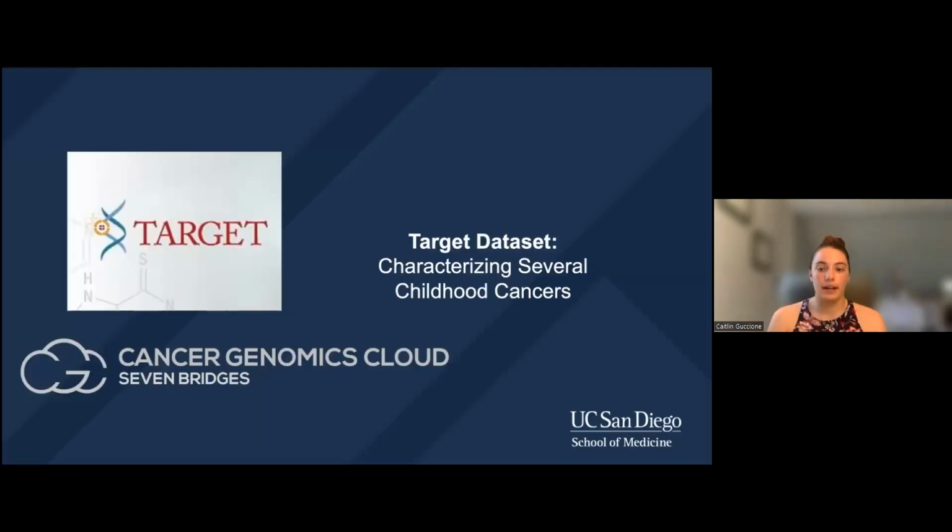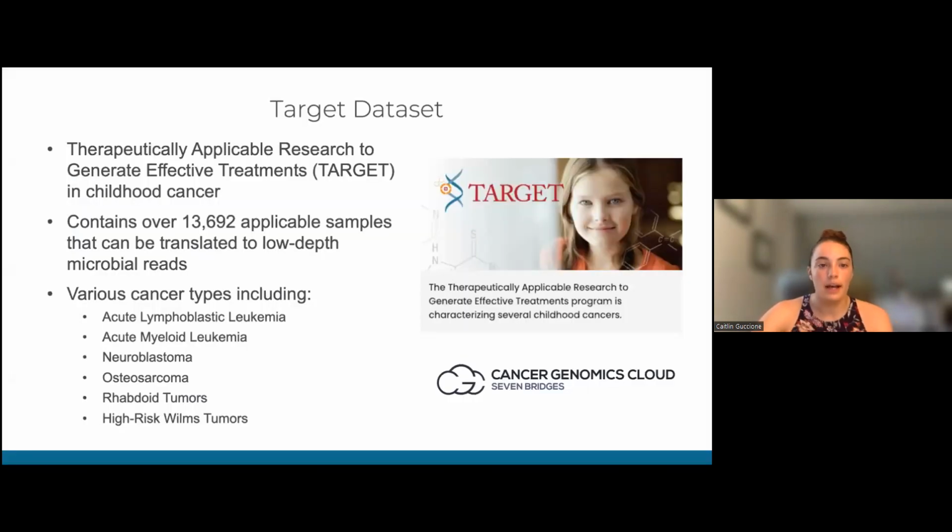So finally, the last thing I want to talk about today is the TARGET data set. So this brings the whole talk together on the Cancer Genomics Cloud and why we're talking about this type of data today. So the TARGET data set characterizes several different childhood cancers. For those of you that don't know, TARGET contains around 14,000 samples that can be translated into low-depth microbial reads, from what I could tell from what's available online.